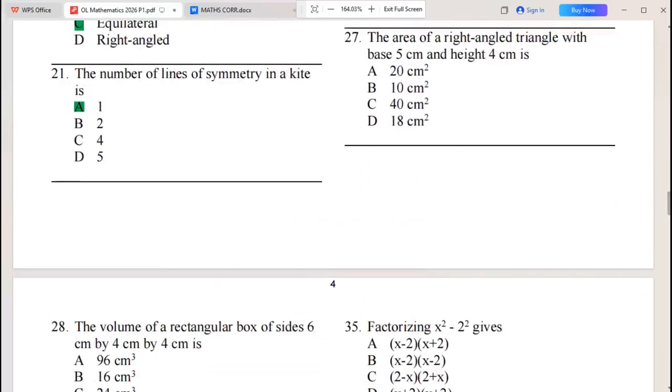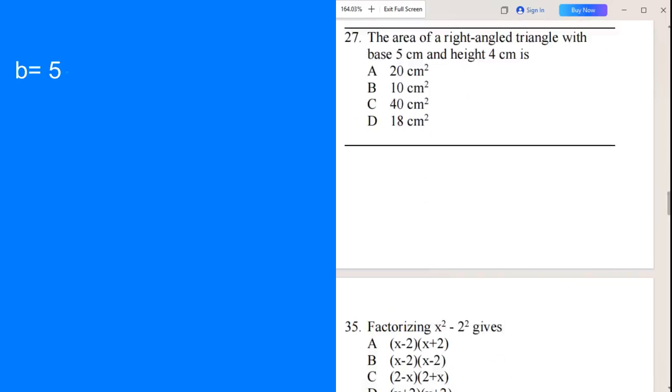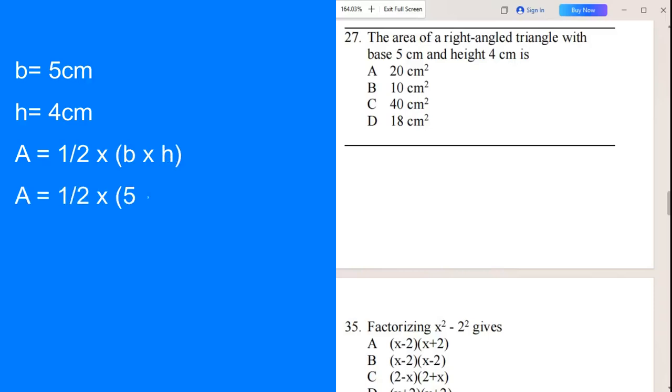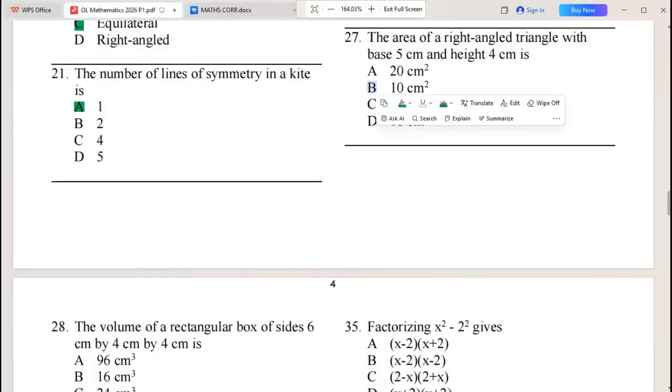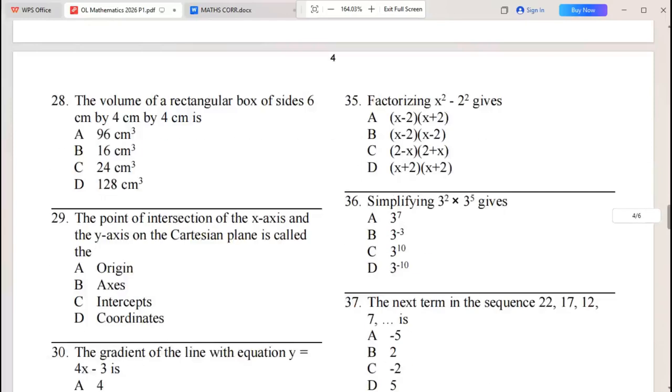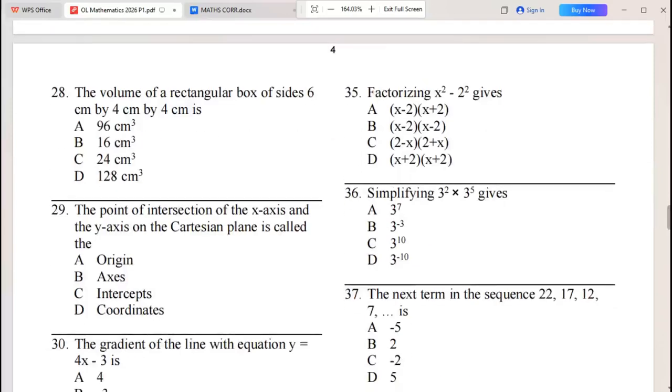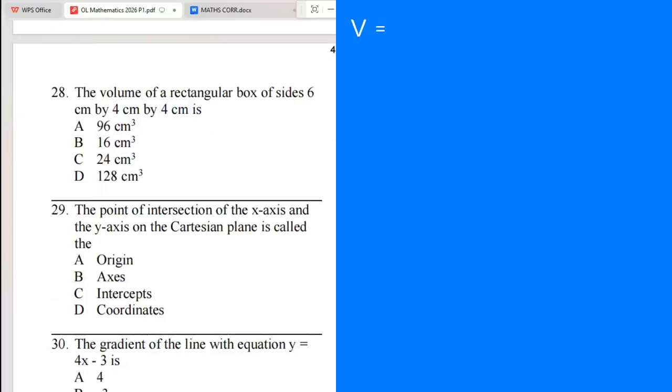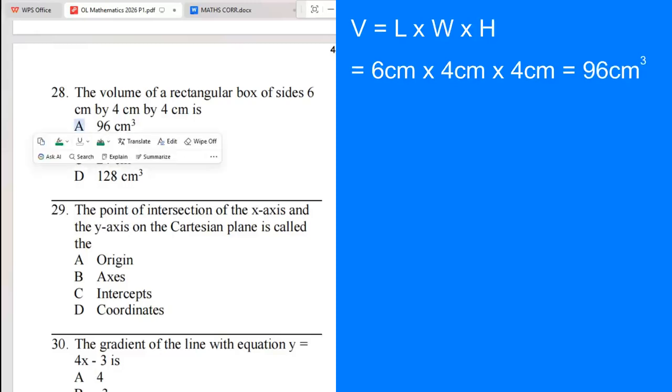Question 27. The area of a right angled triangle with base 5 cm and height 4 cm is... The area of a triangle is equal to half into the base times the height. The base times the height is equal to 5 times 4, which is equal to 20. Half of 20 is equal to 10 cm squared, which is B for question 27. Question 28. The volume of a rectangular box of size 6 cm by 4 cm by 4 cm is... The volume of this box is equal to the length times the width times the height, which is equal to 6 cm times 4 cm times 4 cm, which is equal to A, 96 cm cubed.